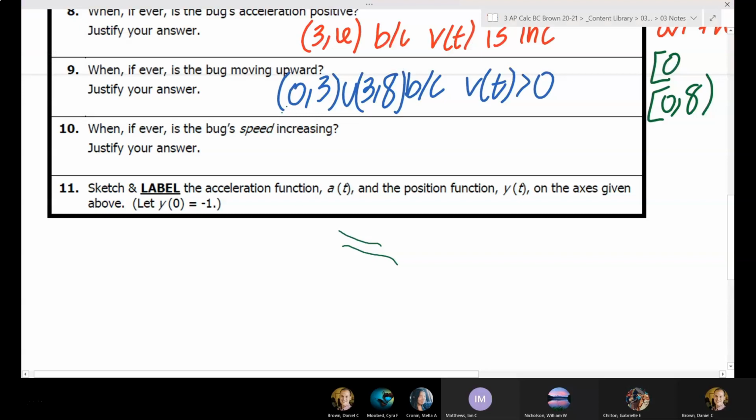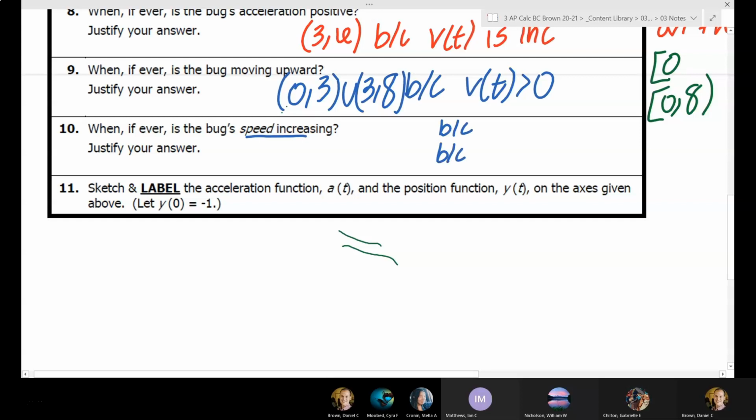So it's either going to be when the velocity and the acceleration are both positive, or when the velocity and acceleration are both negative. We do want to justify our answers based off of the graph given. So this one is the graph of velocity. So the speed would be increasing. Again, I'm going to do my justification first.